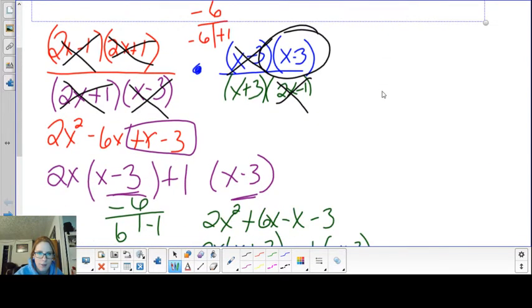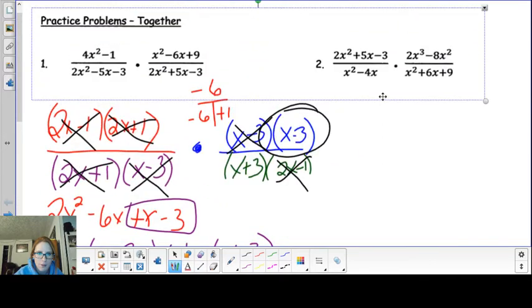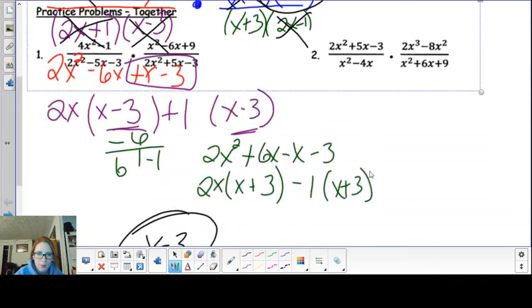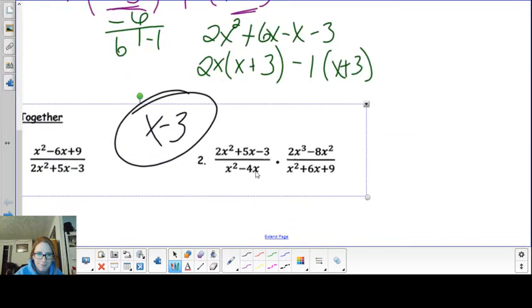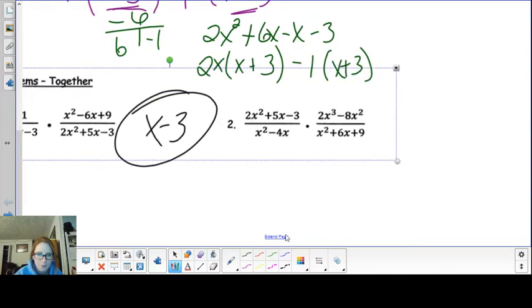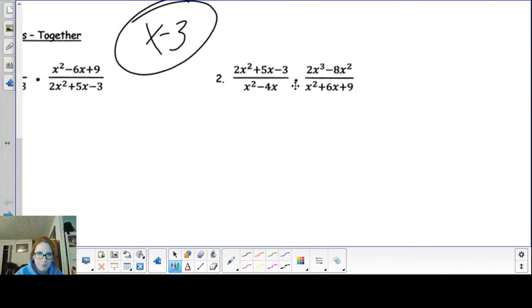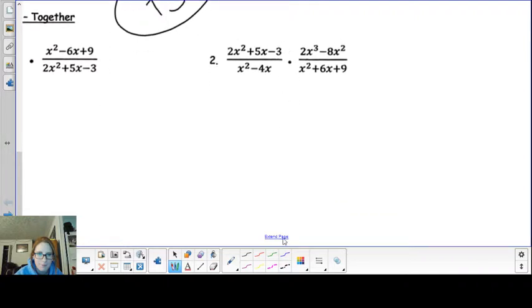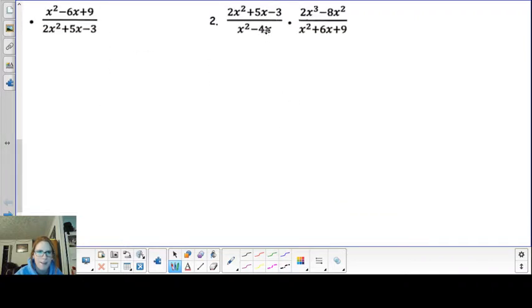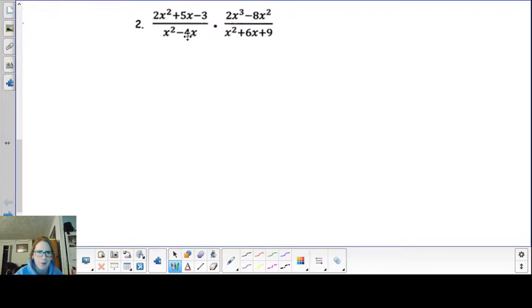Okay, I don't have enough room to do my work. My thing's tied together, so I'm going to steal this. Ta-da! Number 2. Look, it's like I didn't even know I had another problem.